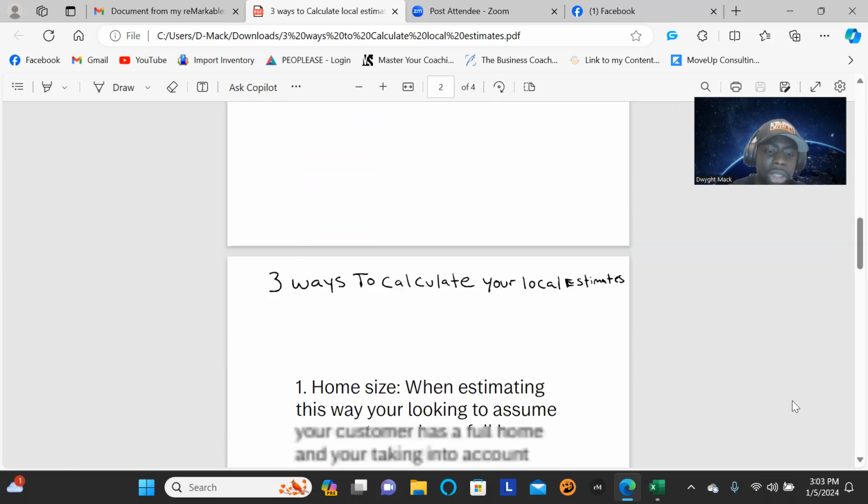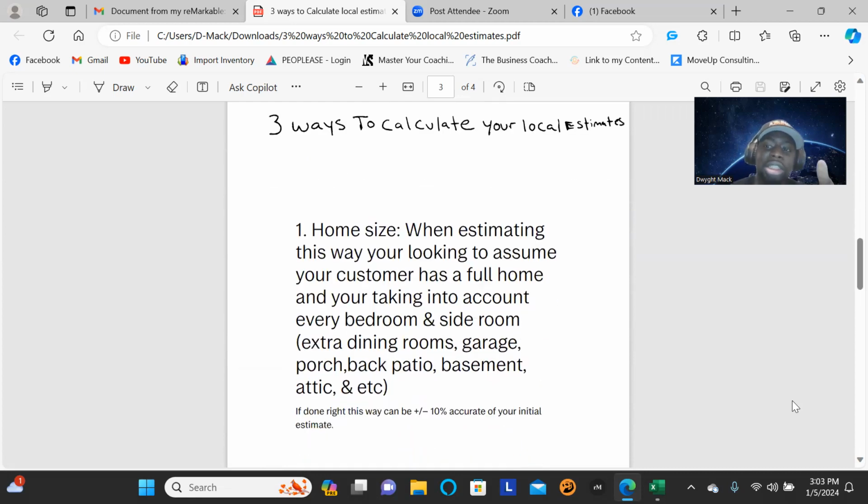So to go a little more in depth with the home size, and these notes will be available, that's why I wrote them out. With the home size, when estimating this way, you're looking to assume your customer has a full home, like they're a hoarder in a sense, and you're taking into account every bedroom and side room. So considering the dining room, the garage, porch, back patio, basement, attic, etc. Now you don't want to consider the kitchen and living room because that's standard. That's usually included when you figure out that the customer has a 1 bedroom home, 2 bedroom home. They should have a kitchen or a dining room, more or less.